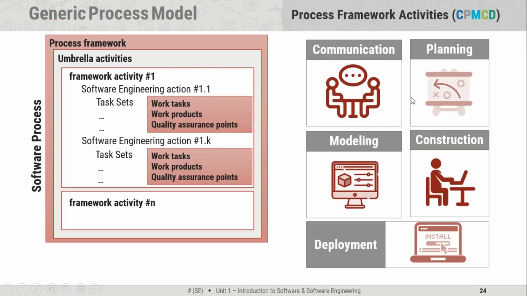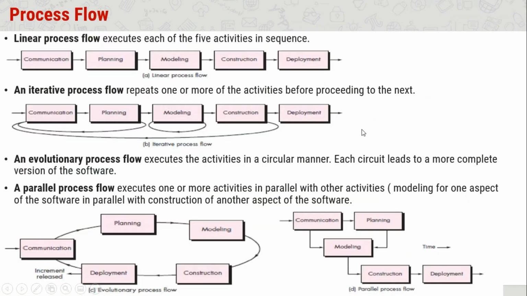And this whole activity can be arranged in different sequences and times in which they can complete it. So this sequence, their organization, is also different. Generally we have 4 types of process flow, how we arrange all these activities with respect to sequence and time. So first is our linear process flow.